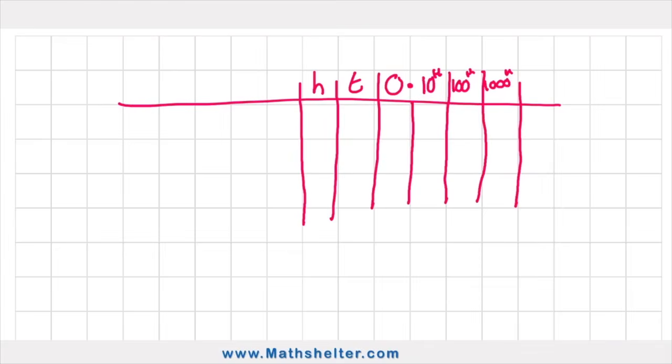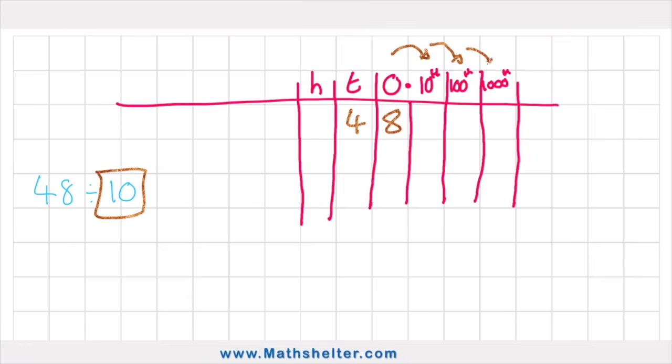So my question was 48 divided by 10. So first let's put our numbers in place. 48 is 4 tens and 8 ones. And if I'm dividing by 10, what I have to realize is that every column on my place value chart is 10 times smaller than the column in front of it. So essentially we are dividing by 10 as we come down the place value chart.